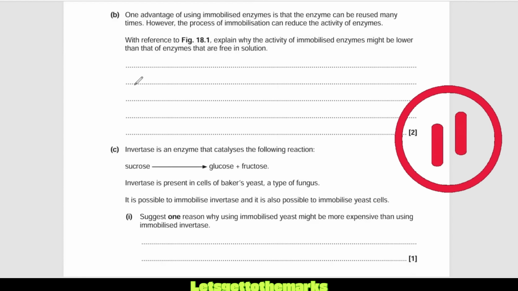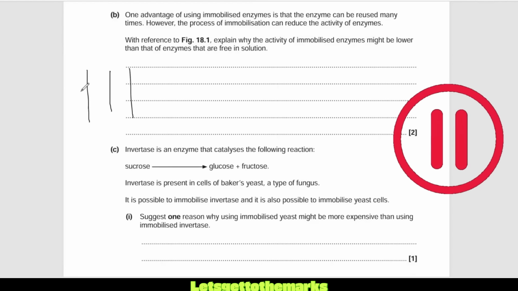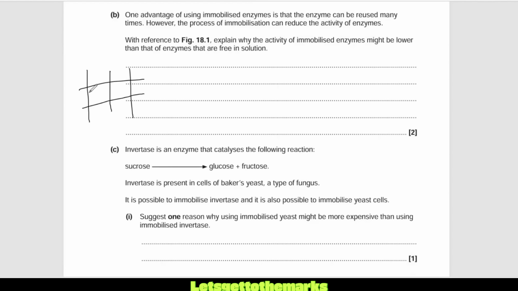And essentially, if your enzymes are in a matrix, like so, maybe their active site is not available for the substrate.